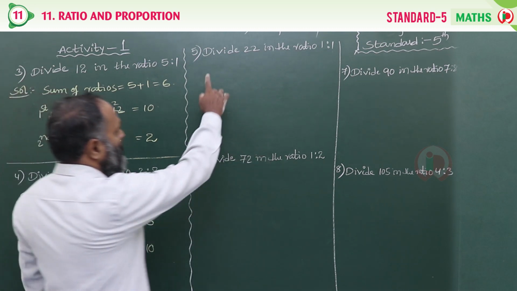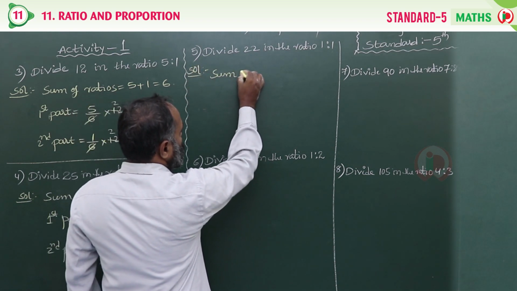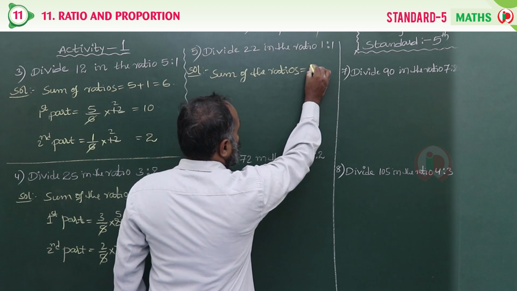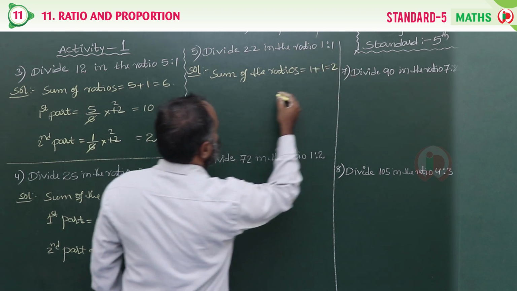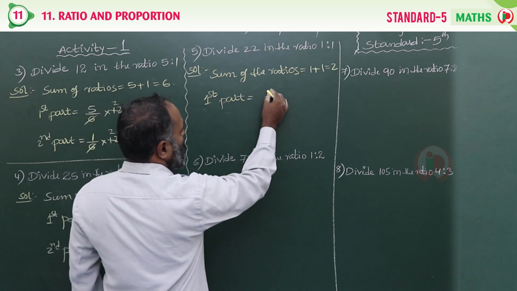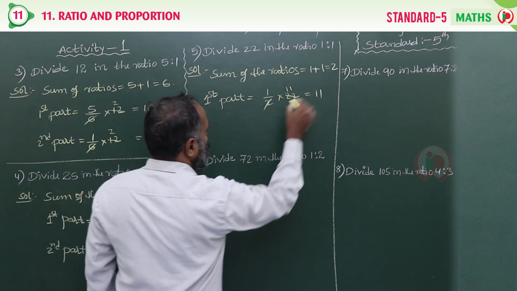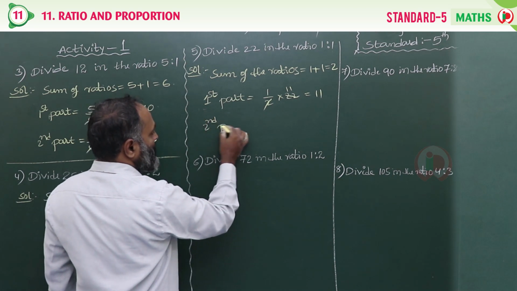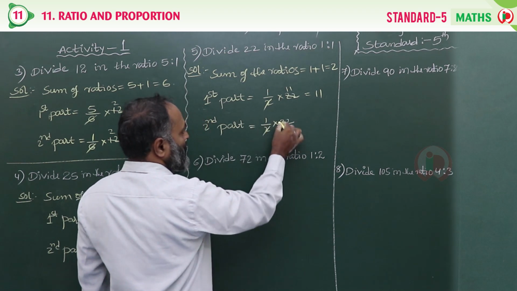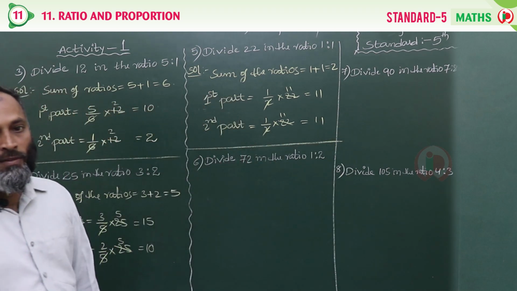Okay, so here also the same. First, the sum of the ratios we should find: 1 plus 1 is equal to 2. Then the first part is equal to 1 by 2 into 22. 2 ones are 2, 2 elevens are 22, so 1 eleven is 11. Second part, 1 by 2 into 22. 2 ones are 2, 2 elevens are 22, so 1 eleven is 11. So this is the first and second part.